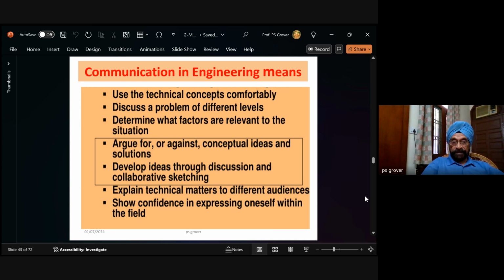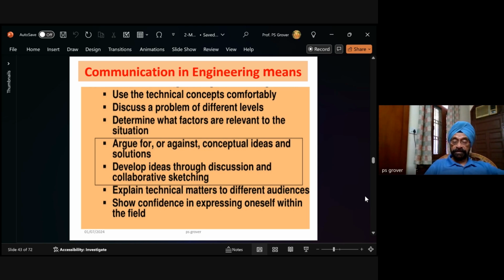अच्छा, communication जो हम करते हैं, communication है: use the technology concept comfortably, discuss the problem at different levels, determine what factors are relevant to the situation, argue for or against conceptual ideas and solutions, develop ideas through discussion and collaborative sketching, explain technical matter to different audiences, show confidence expressing oneself within the field. Communication is not that simple कि मैं सिर्फ अच्छा लेटर लिख सकता हूँ. Communication is not that I can send an email. Communication is to satisfy those individuals, those stakeholders with whom you are interacting.